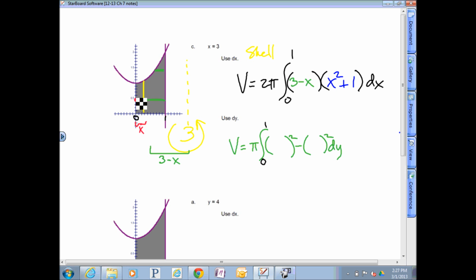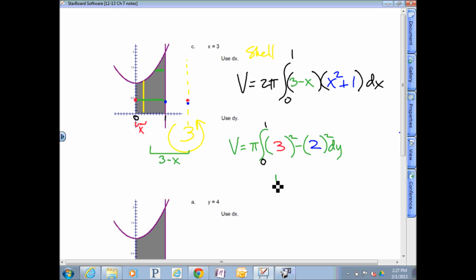Outside radius: the distance from the furthest point on my rectangle over to the axis I'm revolving it around. What's that red distance called? That red distance would be 3. Inside radius goes from the closest point on my rectangle to the axis I'm revolving it around. What's that distance? That's going to be the difference between the 3 and the 1. So that's going to be 2.